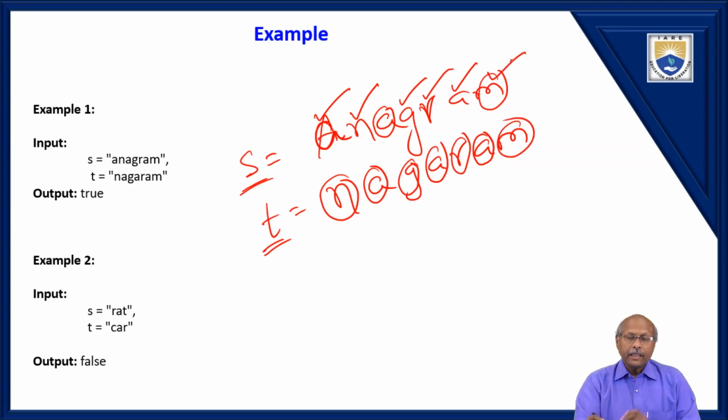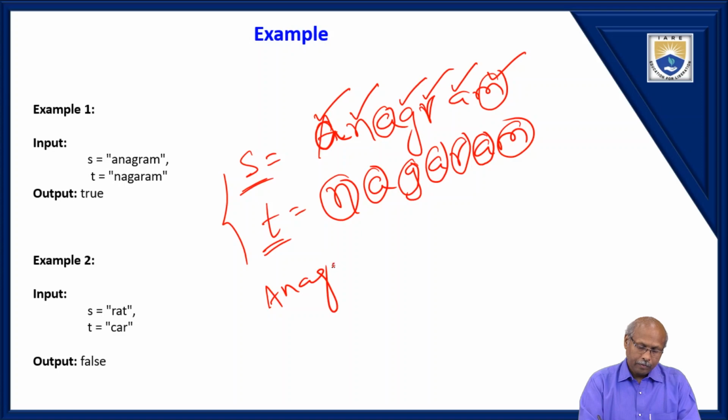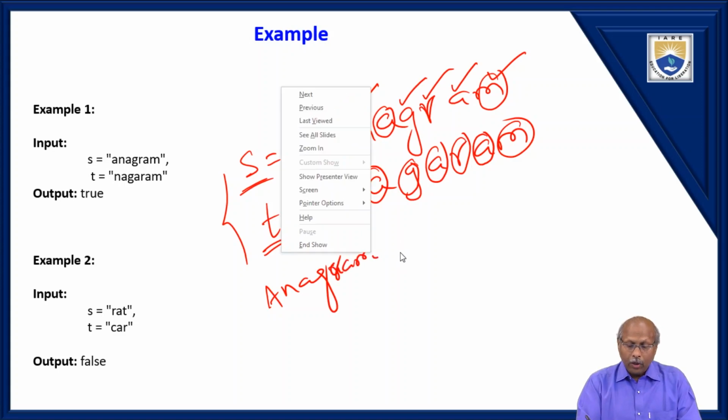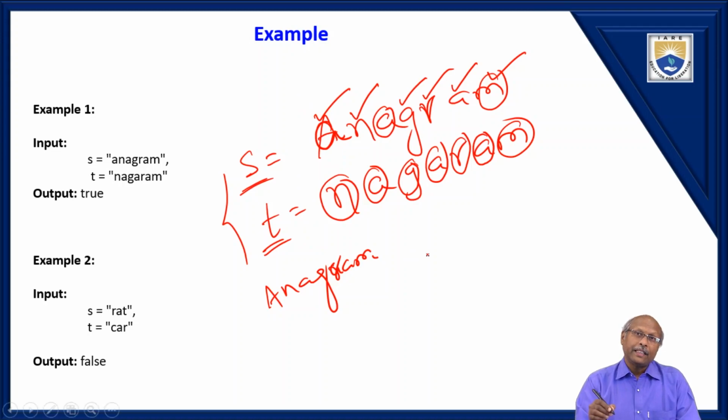That means in both strings, you will find the same set of letters. Only the arrangement is different. So whenever two strings like these are given, I will say S and T are anagrams. If at all anything is not matching, that means if any of the characters is missing, then we will say it is not an anagram.